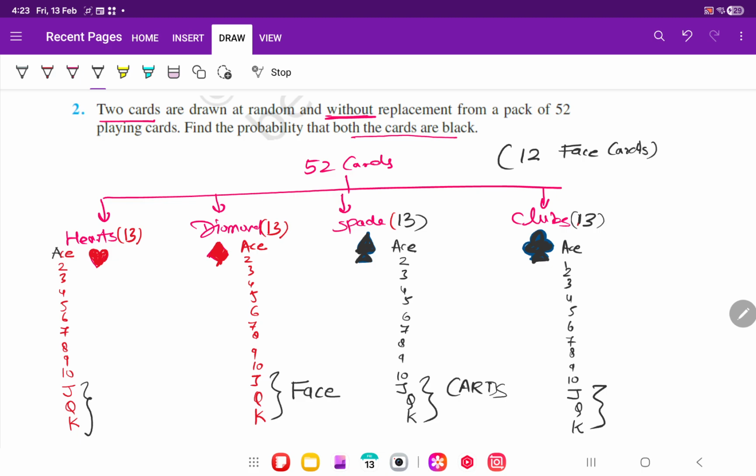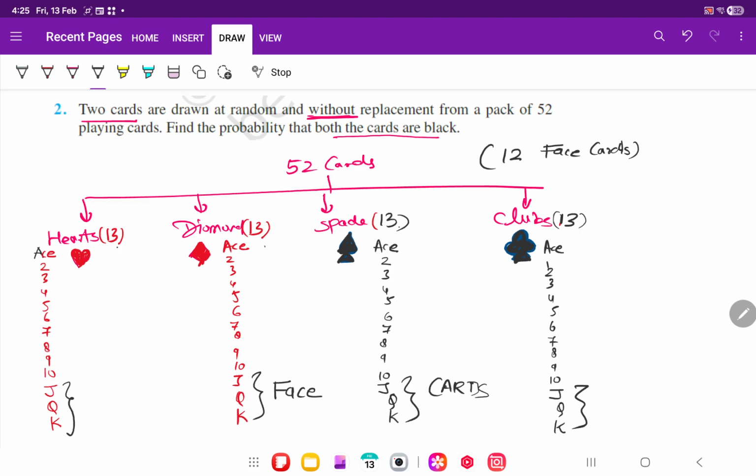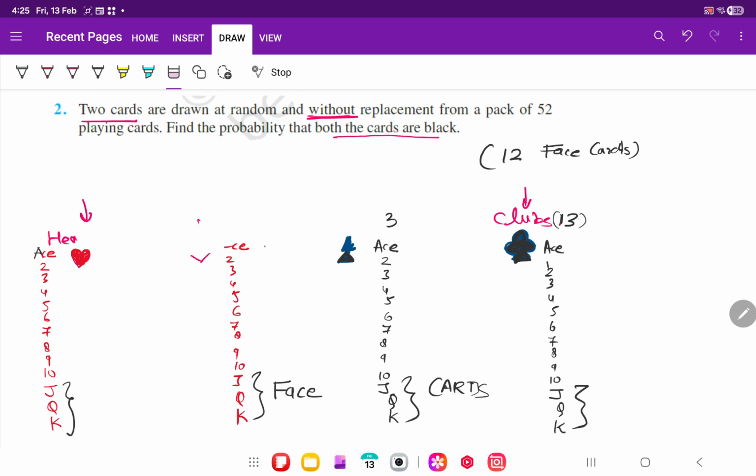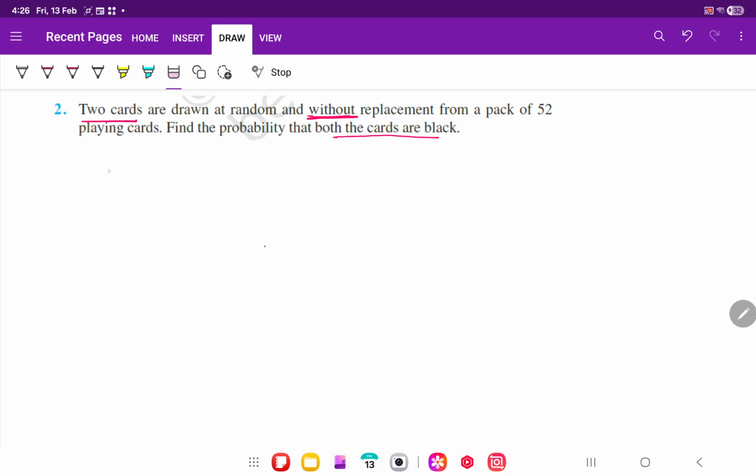How many black cards are there? Total 13 plus 13 black cards and 13 plus 13 red cards. Please take this picture. So I hope you have written. So they want black cards. So let me tell you black cards. So total black cards are how many? Total black cards are 26.